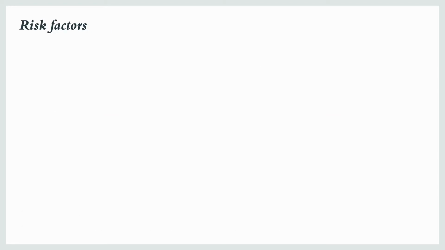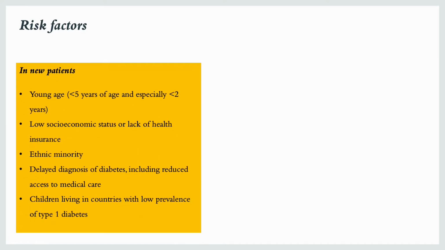So what are the risk factors? I have divided risk factors into new patients and previously diagnosed DKA patients. In a new patient, risk factors are young age, less than 5 years of age, especially less than 2 years of age, and low socioeconomic status or lack of health insurance. Third, ethnic minority. Fourth, delayed diagnosis of diabetes, including reduced access to medical care. And fifth, children living in countries with a low prevalence of type 1 diabetes.